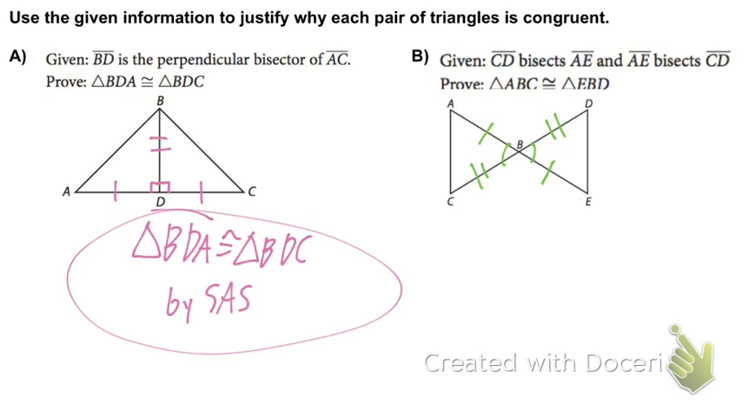So now, is this enough information to prove these triangles are congruent? Yes. Triangle ABC is congruent to triangle EBD. It would be SAS. Two sides and the included angle.